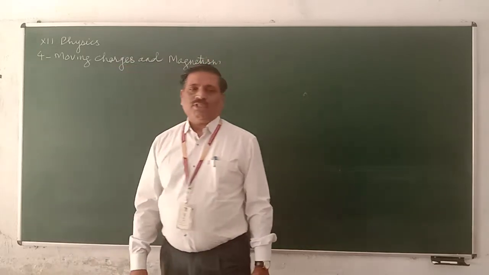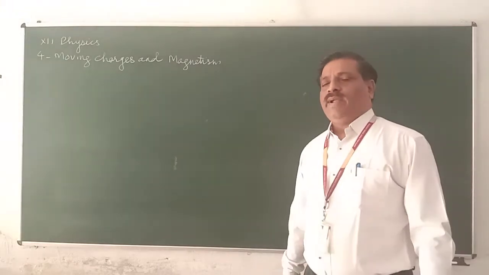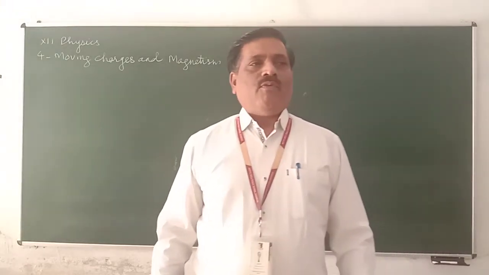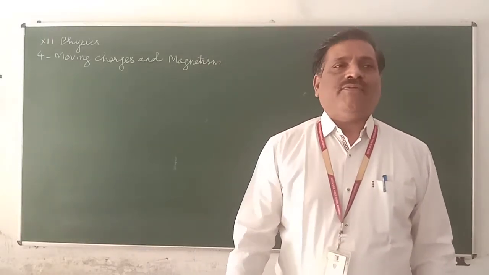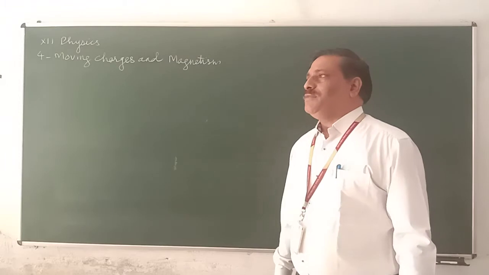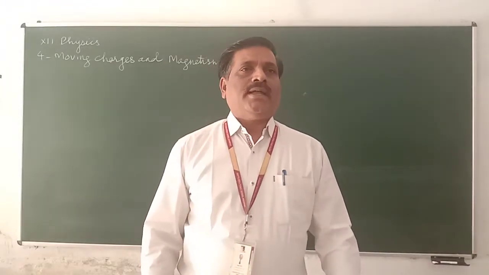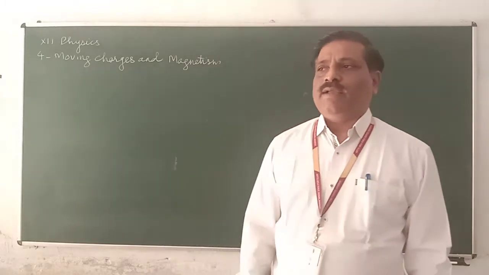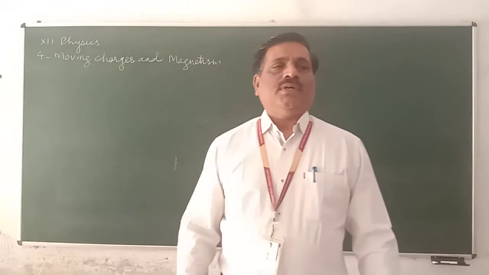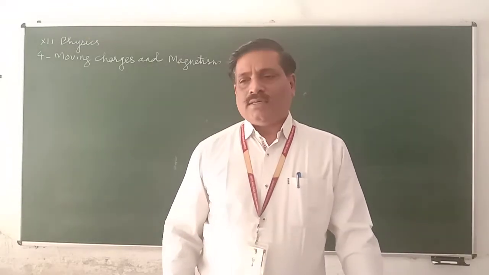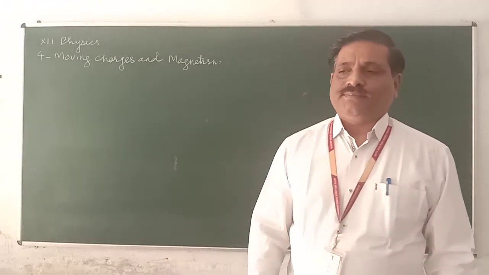We begin with Oersted's experiment. Oersted was the first scientist, somewhere in 1820, to demonstrate that when current flows through a conductor, it produces a magnetic field around it. This magnetic field is perpendicular to the current carrying conductor. It means that if the magnetic field is along the circumference of a circle, then the conductor is at the axis or at the center of that circle.